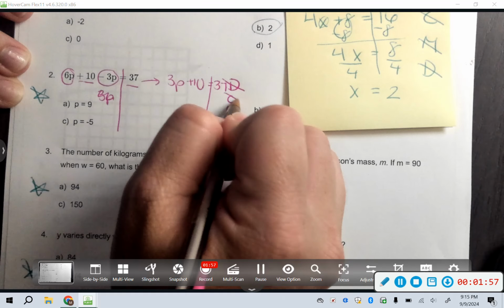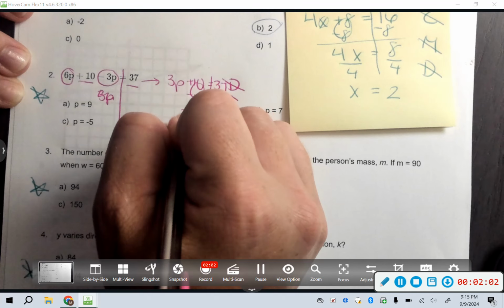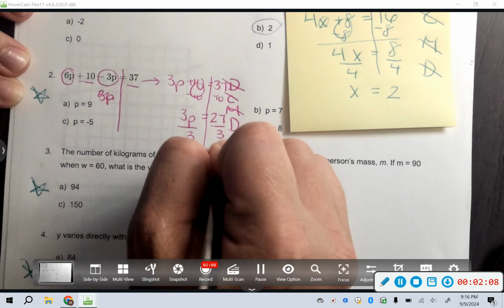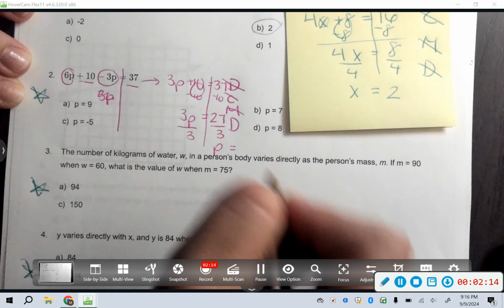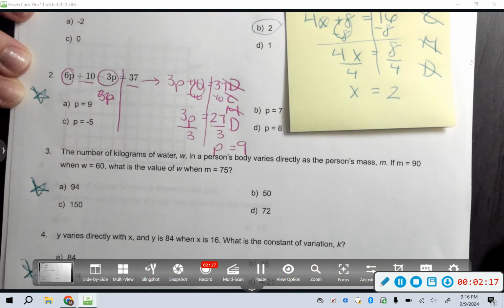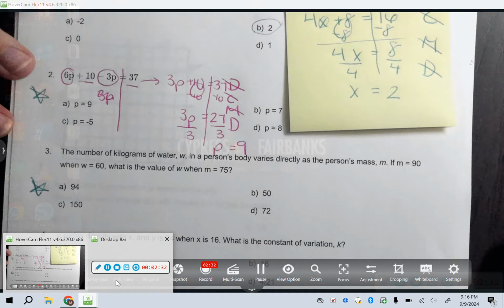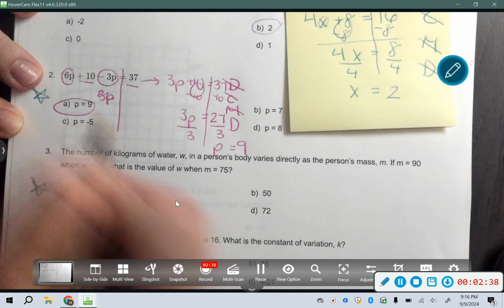So now I'm done combining and I have to move just like we did on that one. So minus 10, get 3P equals 27. Divide by 3, and I get P equals, well, if you struggle with math, do the calculator, but I know that 27 divided by 3 is 9. So you can use your calculator to check your work, but you still have to do it by hand. Okay, so there is my answer, A.